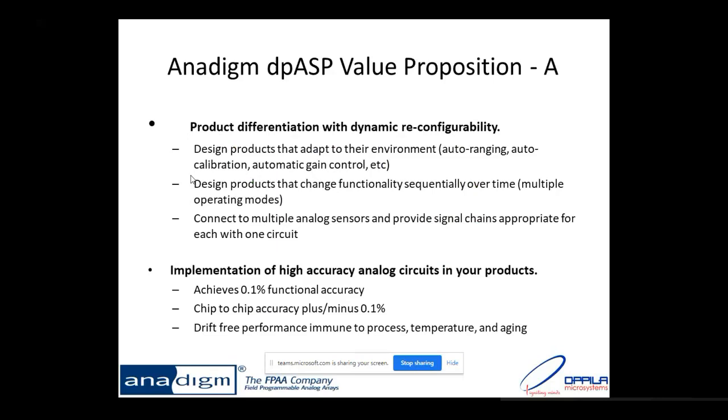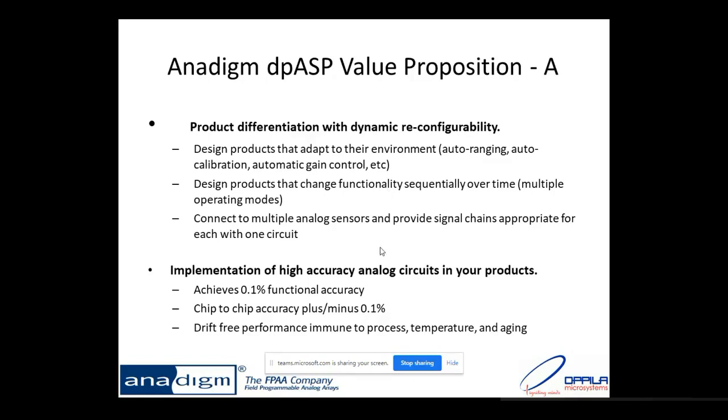This is product differentiation with dynamic reconfigurability. So what are the advantages of the dynamic reconfigurability feature? You can design products that can adapt to environmental input, as I said a while ago, when we change the system parameters while the system is in running condition. We can also design a product that can change the functionality of the circuit sequentially over time. Dynamic reconfigurability has more advantages. I'll explain it later. For introduction, this is enough.